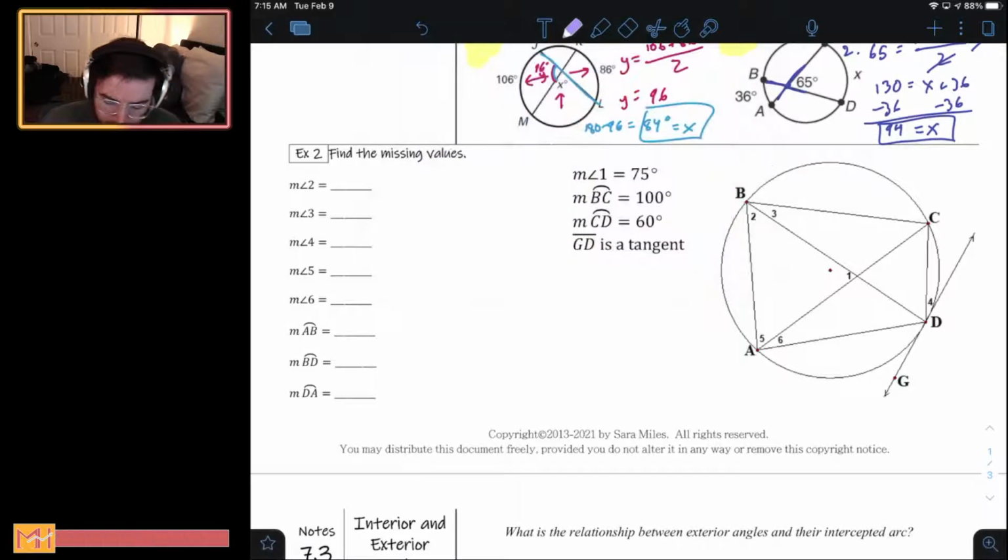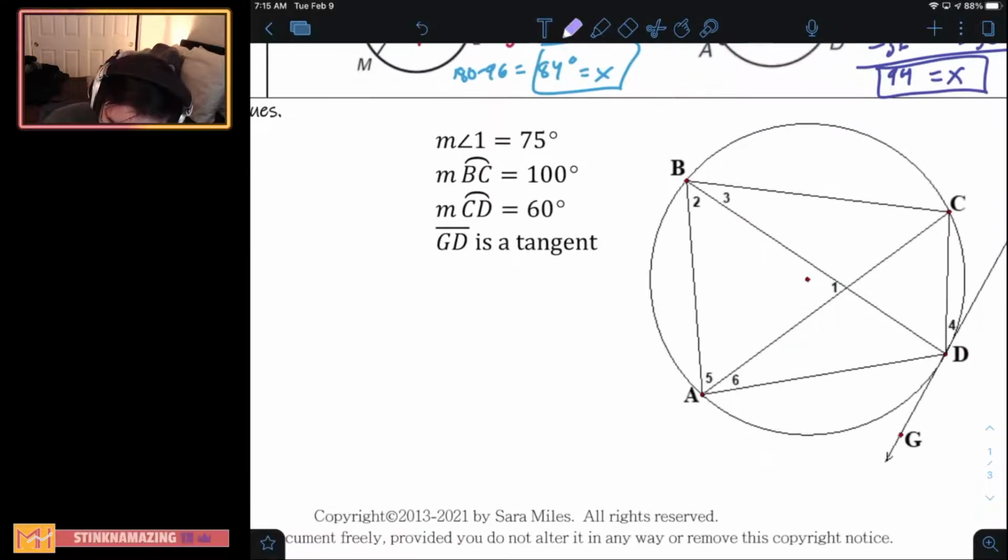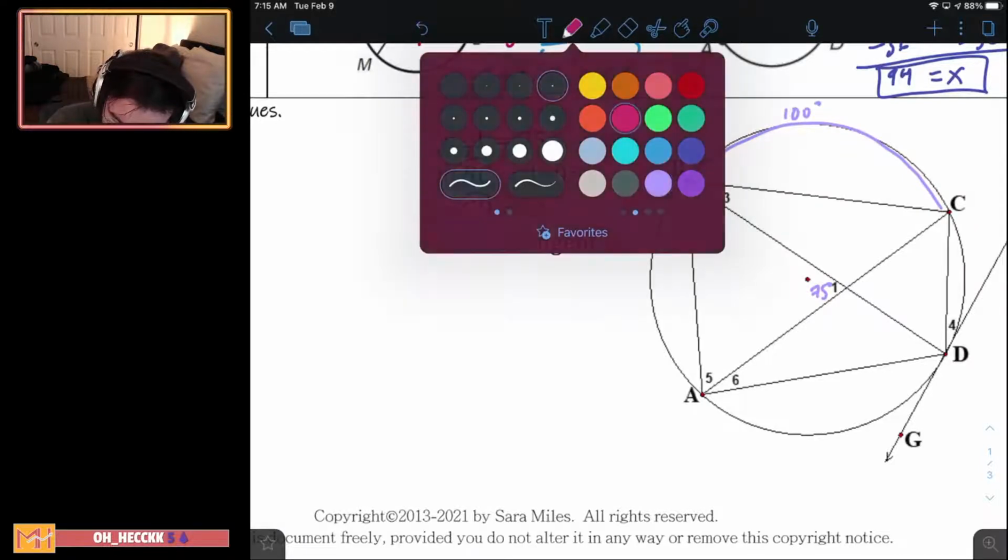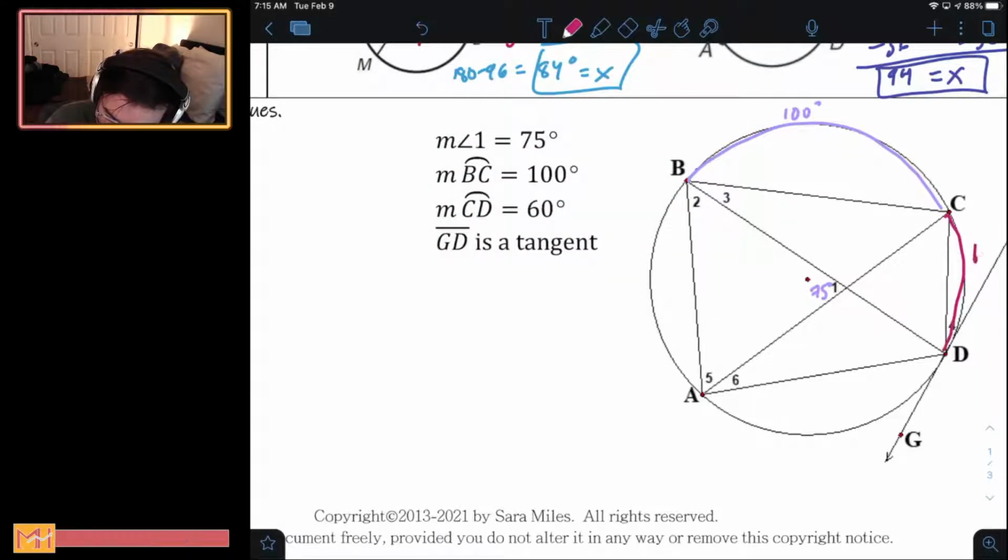Let's bust through this problem here. What minute mark are we at? We're at 12. Okay, this video might be a little longer, and I apologize. But it is important that we do this example. So let's fill in what we already know. This is 75 degrees, and arc BC is 100 degrees, and arc CD is 60 degrees, and GD is a tangent line.